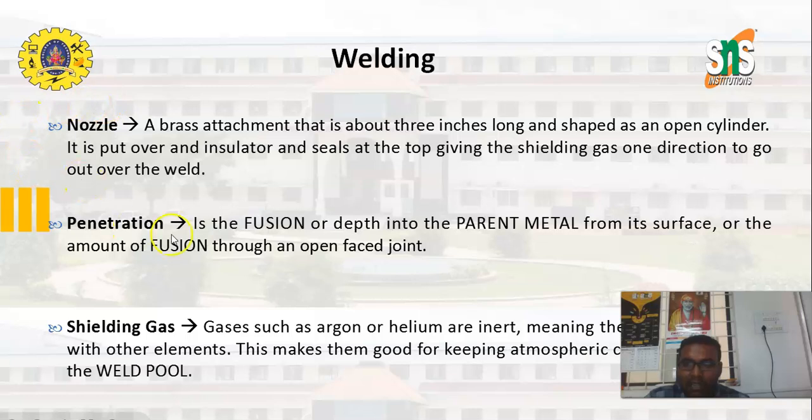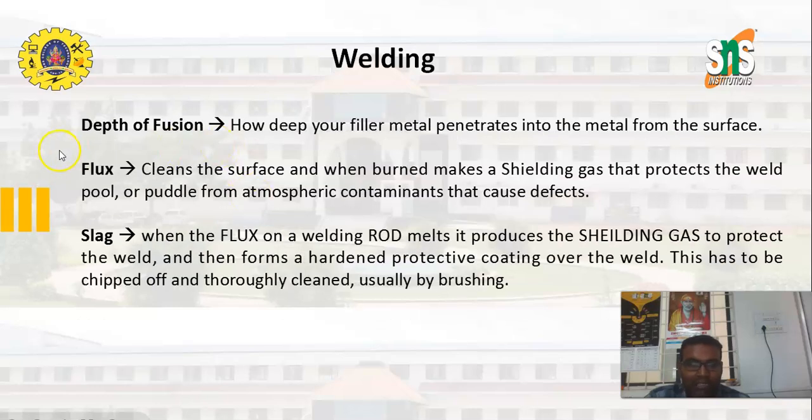Next one is a nozzle. And the next important term is penetration, and the shielding gas is used in different types of welding process in order to protect the weld material, to keep it from atmospheric contaminants. And the next important terms are the depth of fusion, flux, and then slag.